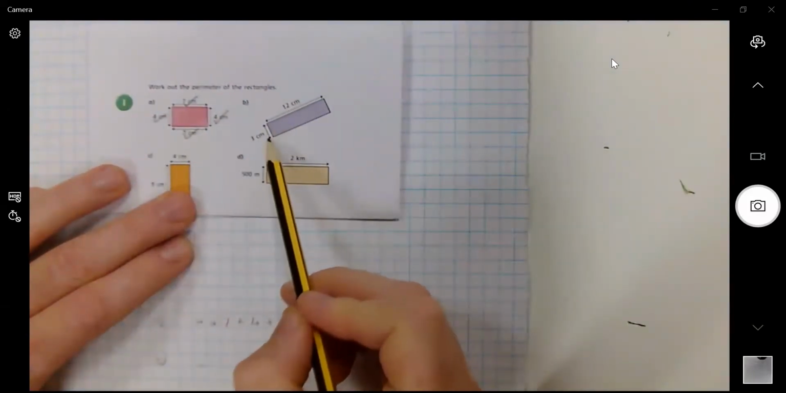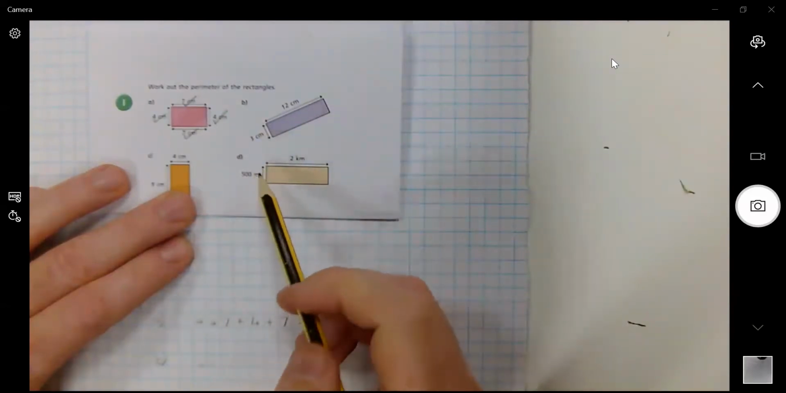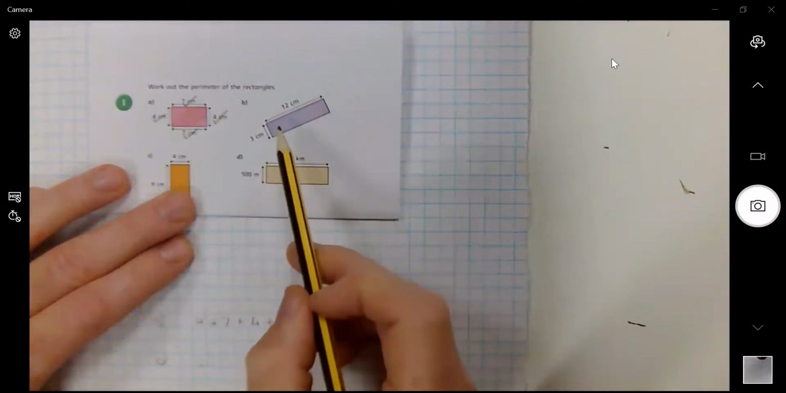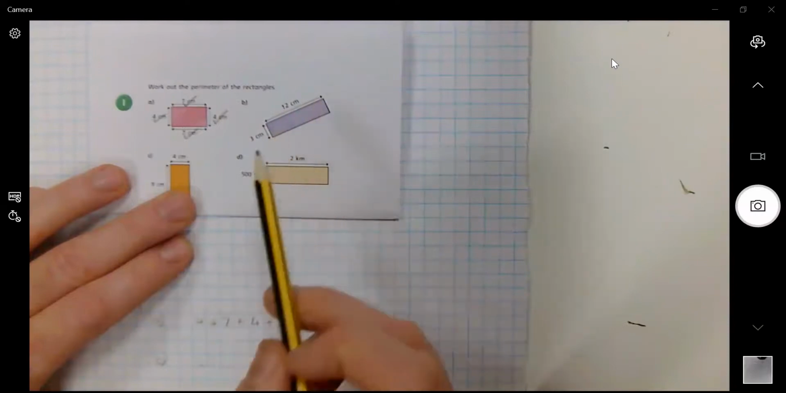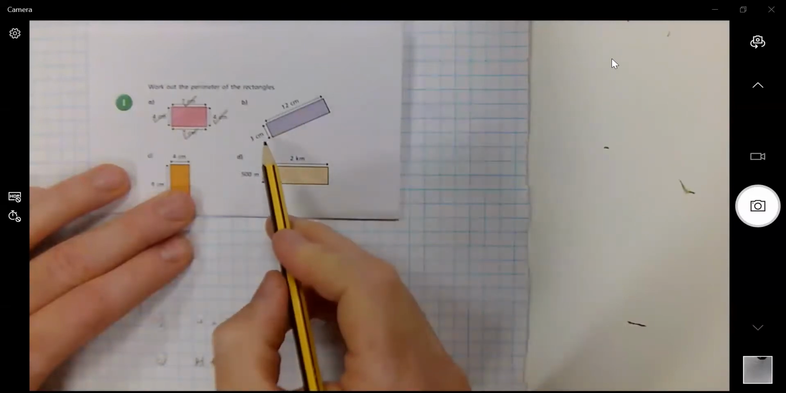We've only got two measurements here. We've got a height and we've got a length. So, can you remember how we put those together to make this work? That's right. We're going to add the height plus the width, and we're going to double it. We're going to multiply it by 2. So let's replace these letters with the numbers from our question.